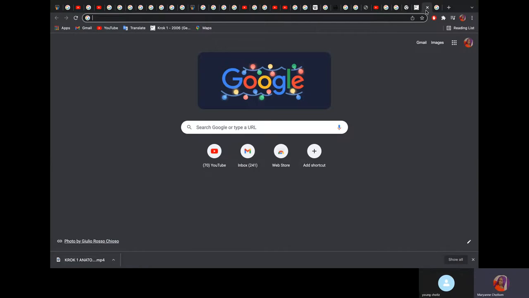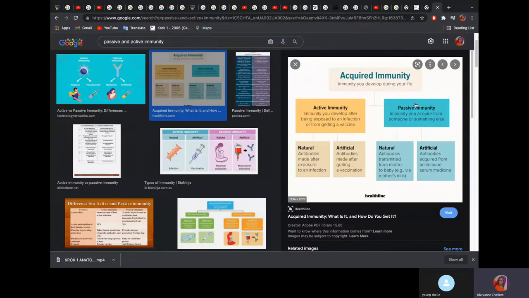Let me quickly differentiate two terms for you: active and passive immunity. Active immunity means it is the person who made the antibodies, but in passive immunity, the person did not make the antibodies. The antibodies were given to this person. Natural means the person made the antibodies due to infection, but in artificial, the person made the antibodies due to vaccination.